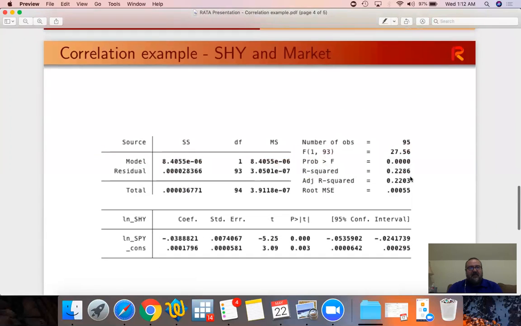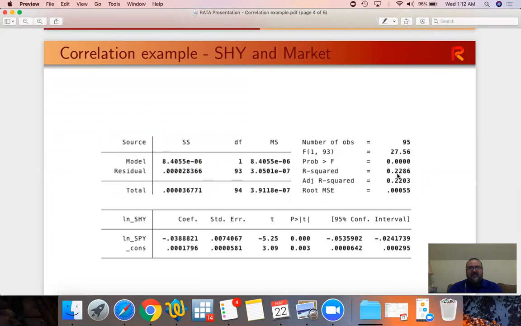The next one is the bonds, the 1 to 3 year treasury ETF, SHY, and the market, the S&P 500 again. But now this time, notice the probability, or the p-value, is zero. So this is quite a reliable result. And as S&P 500 moves by 1%, SHY will move by negative 0.03%, which means that they are negatively correlated and SHY moves very, very little.